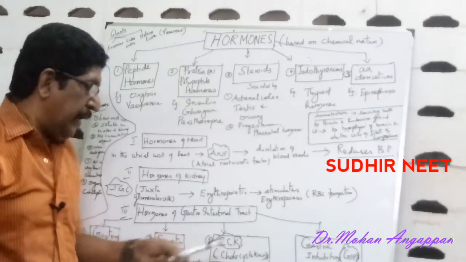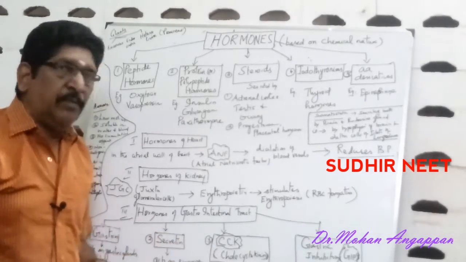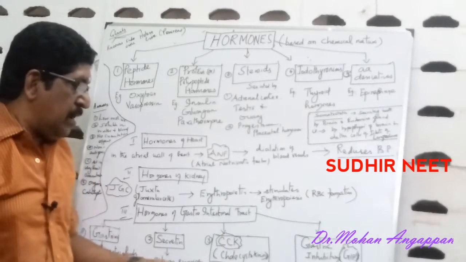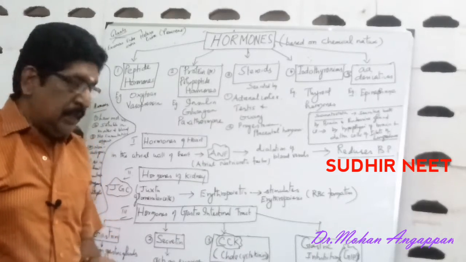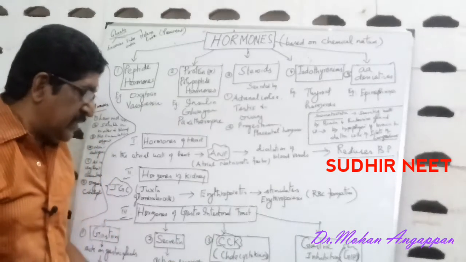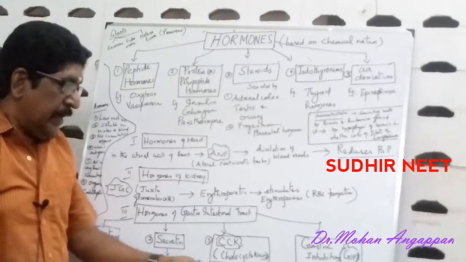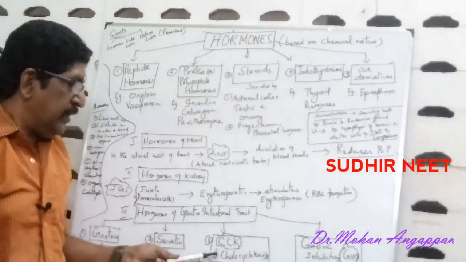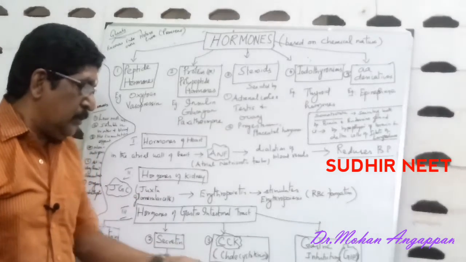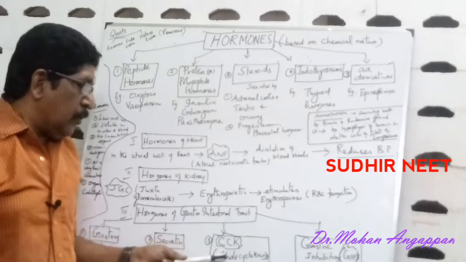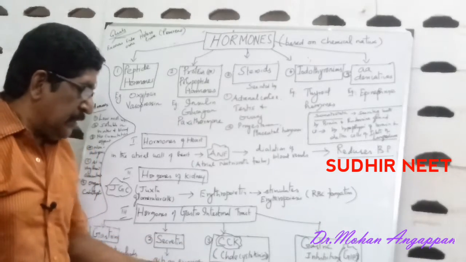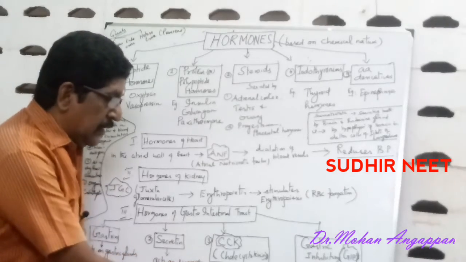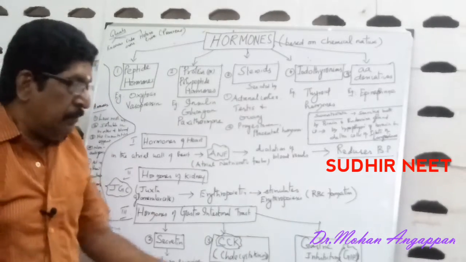Third hormone, CCK, cholecystokinin, very important. CCK, cholecystokinin. It acts on pancreas and acts on gallbladder. It acts on pancreas and stimulates the secretion of pancreatic juice. It acts on gallbladder and stimulates the secretion of the bile juice. So very important, cholecystokinin. Chole means gallbladder. CCK, cholecystokinin. This acts on pancreas to stimulate the secretion of pancreatic juice and acts on gallbladder to secrete the bile juice.